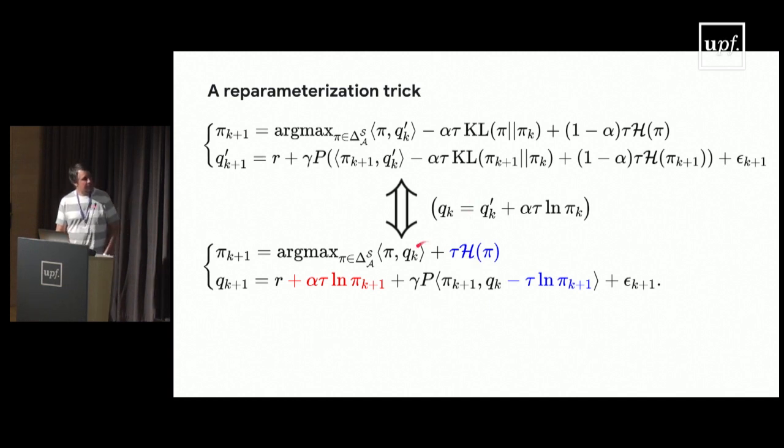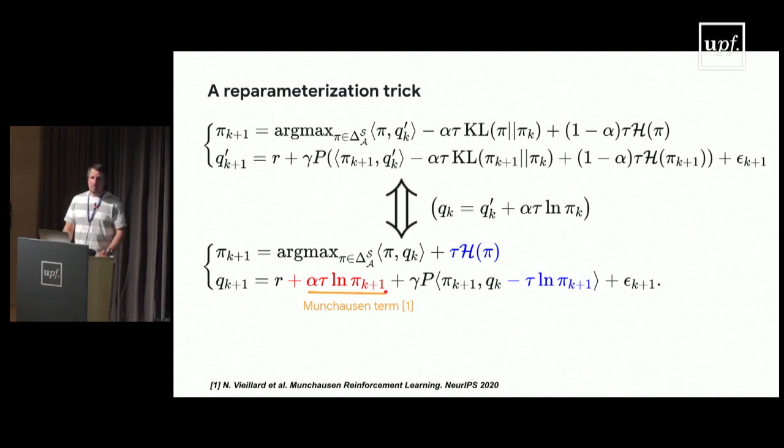And in the end, this is the scheme I have. So it's really like, if you take everything but the red term, it's soft DQN, or value iteration with entropy regularization. And here you have the Münchhausen term.